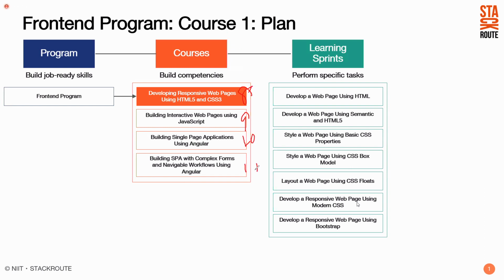Developing responsive web pages. In web application development, we were into web page, design module, presentation tier. With the help of HTML, we are using the HTML5 version and CSS. This is followed by the next courses: interactive web page using JavaScript, single page application using Angular, and building SPA with complex form and navigable workflows using Angular. So under HTML and CSS, we have 7 sprints. Let's start with the first sprint, which is develop a web page using HTML.